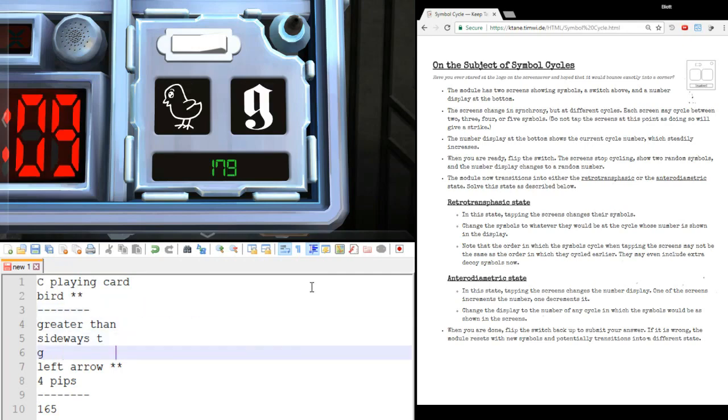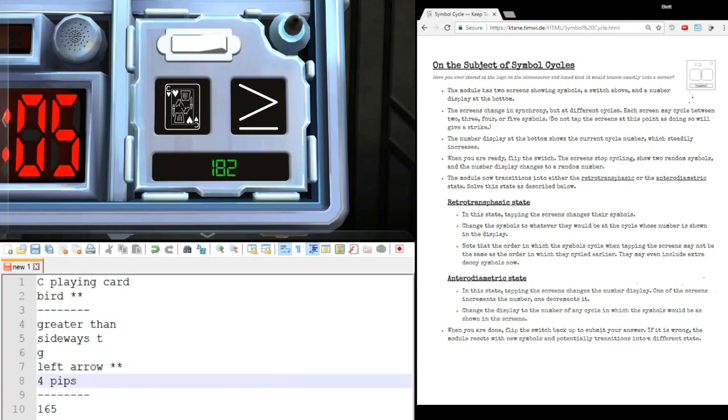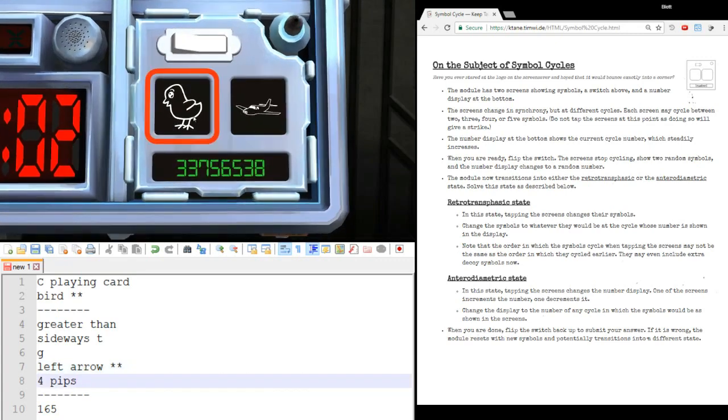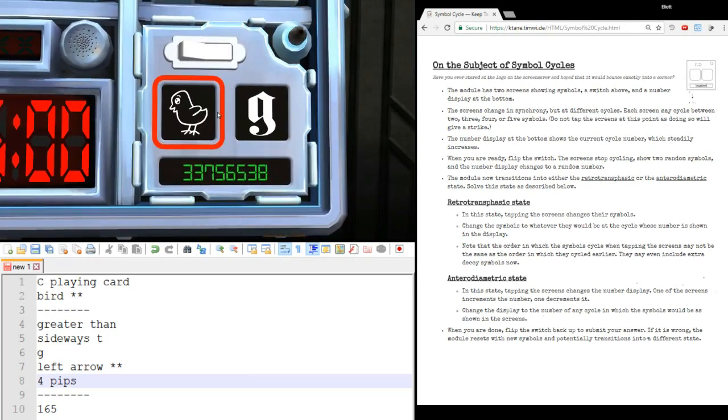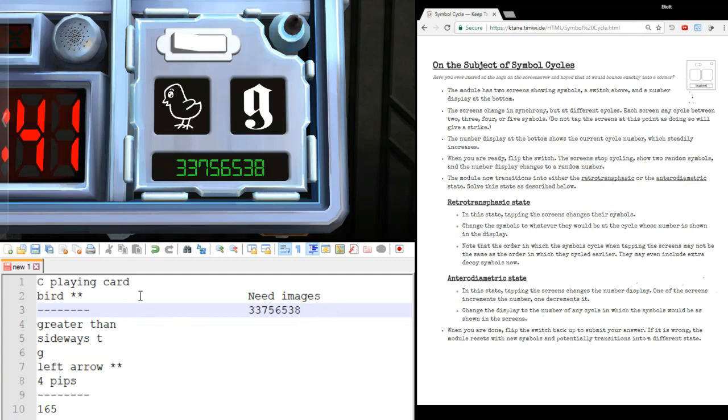Not how I prefer to give it or receive it, but it depends on level of familiarity with modulo math. Anyway, we're going to flip the switch. We're going to see what changes. It's the images this time. So we'll tell them, all right, I need the images for cycle number 337565338. That's a lengthy string number. Luckily, we had cycles of 2 and 5, which make this a lot easier. For my left image, we were cycling between 2 images, the C playing card and the bird.